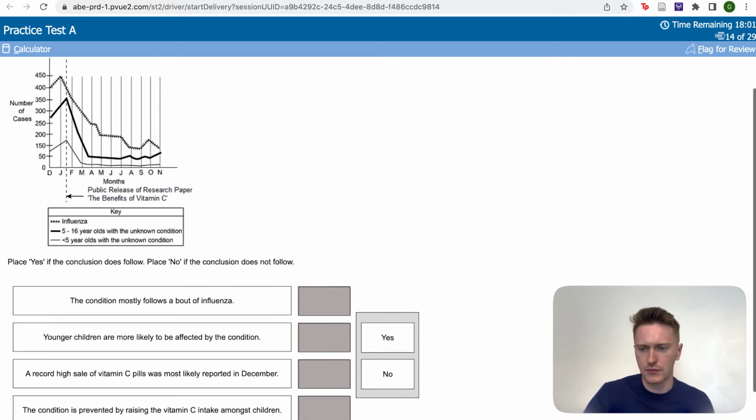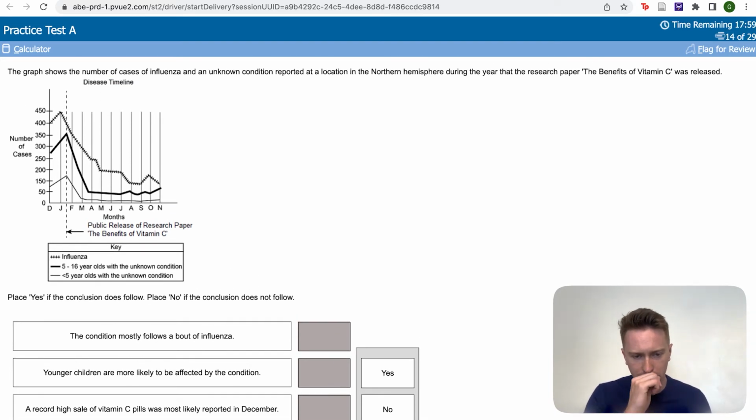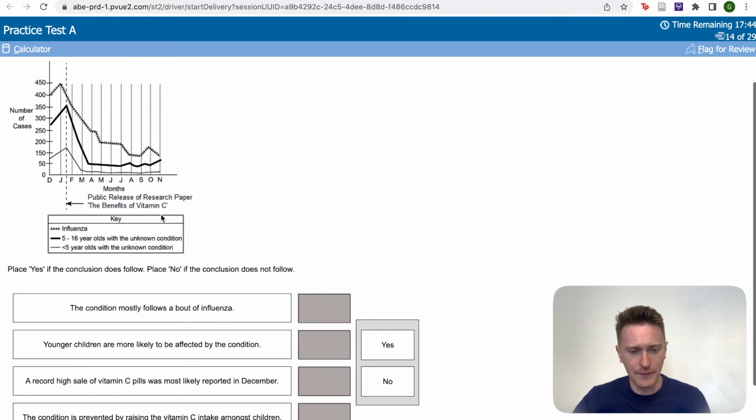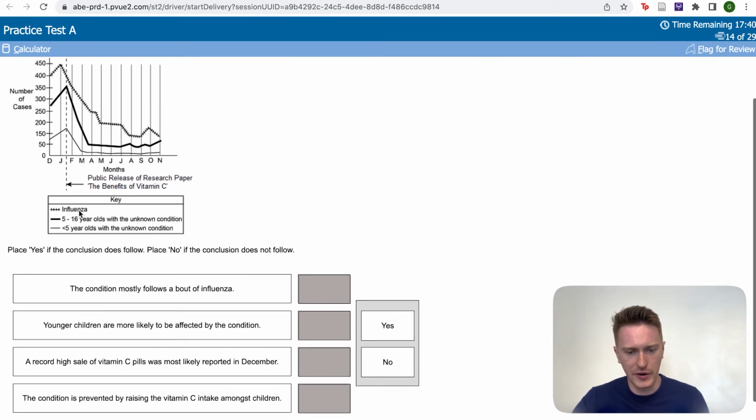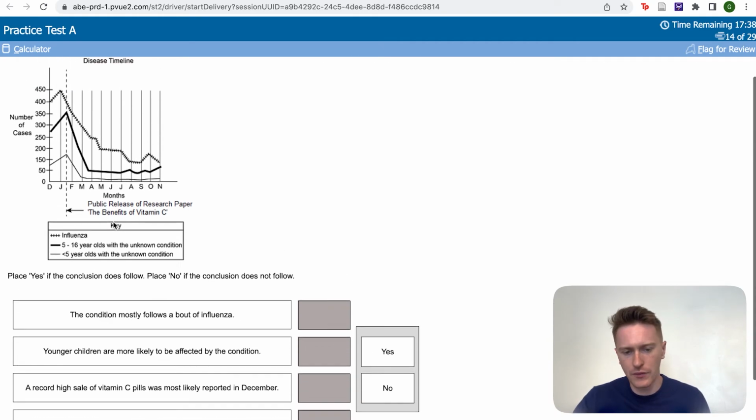Okay, let's move on to this one. This is a graphical question. Here we're looking at influenza, an unknown condition, very mysterious. We've got 5 to 16-year-olds, less than 5-year-olds. Okay, fine. And we've got some disease timeline, and specifically a paper being published, right? The condition mostly follows a bout of influenza. So we're looking for any displacement in the graph.